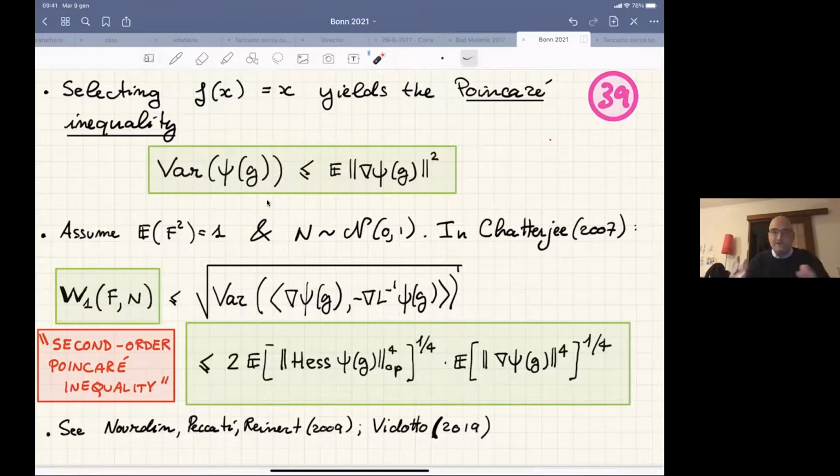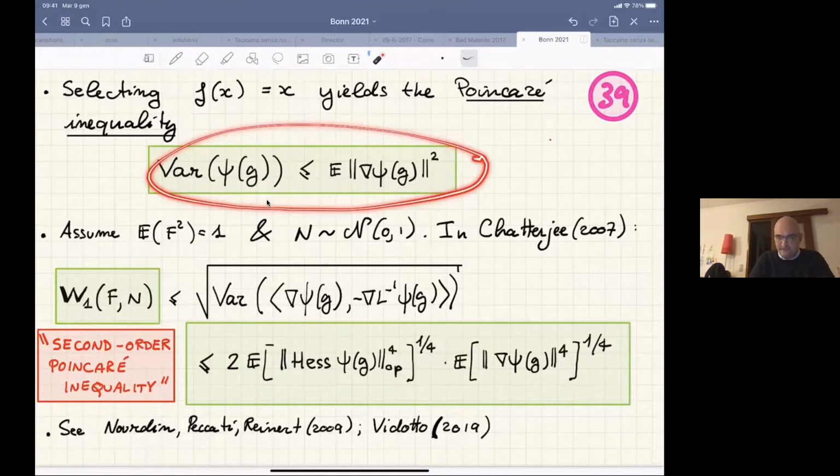Now, in order to understand what I want to do in the framework of Stein's method, one should give an ad hoc sort of interpretation of the Poincaré inequality. That is the following. What does the Poincaré inequality tell you? It tells you that if you have a mapping of a Gaussian vector psi of G, such that the gradient is very small, then psi of G is close to a constant mapping, and therefore the variance of psi of G should be close to 0, right? And the Poincaré inequality gives you a quantitative way of assessing this kind of remark.